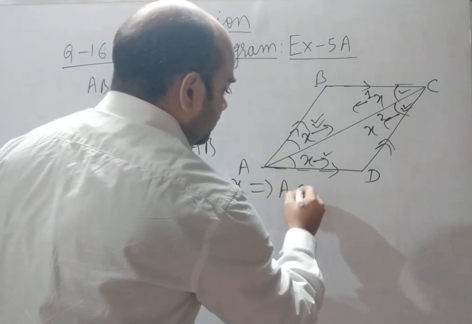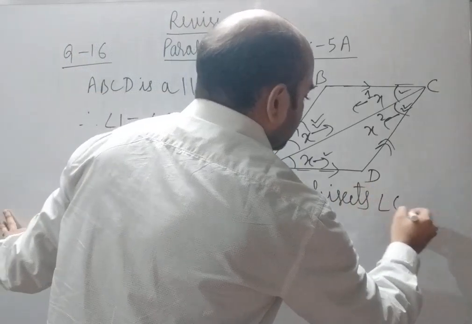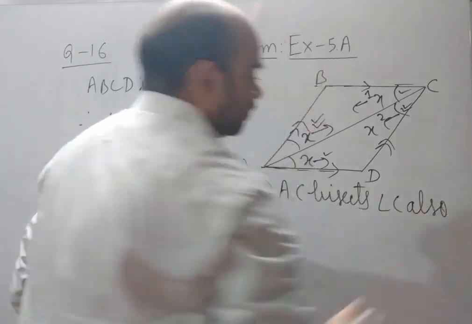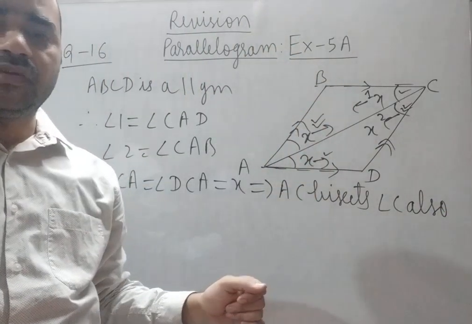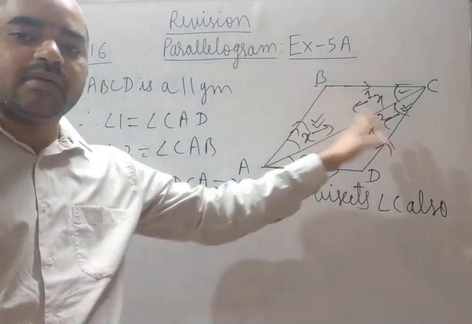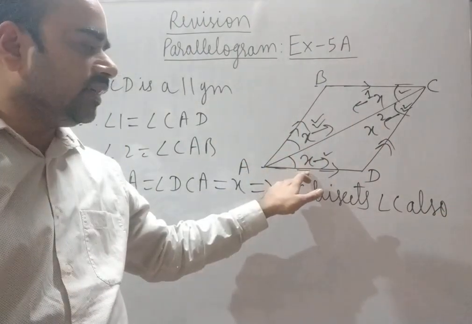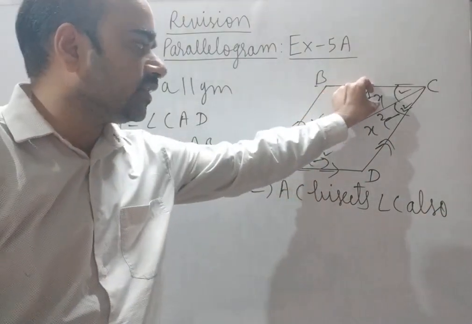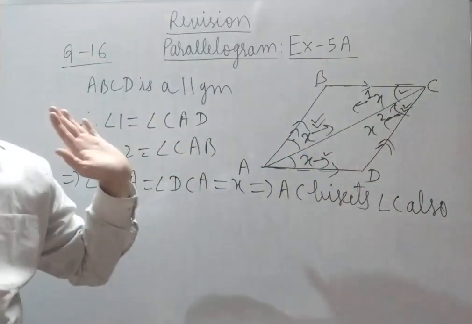Therefore AC bisects angle C also. Here first part only alternate interior angle theorem. Since what is given AC bisects angle A, it means we can take both the parts as X. Now alternate interior angle, it means if this is X, this will be X. This is X, this will be X. So AC bisects angle C also.